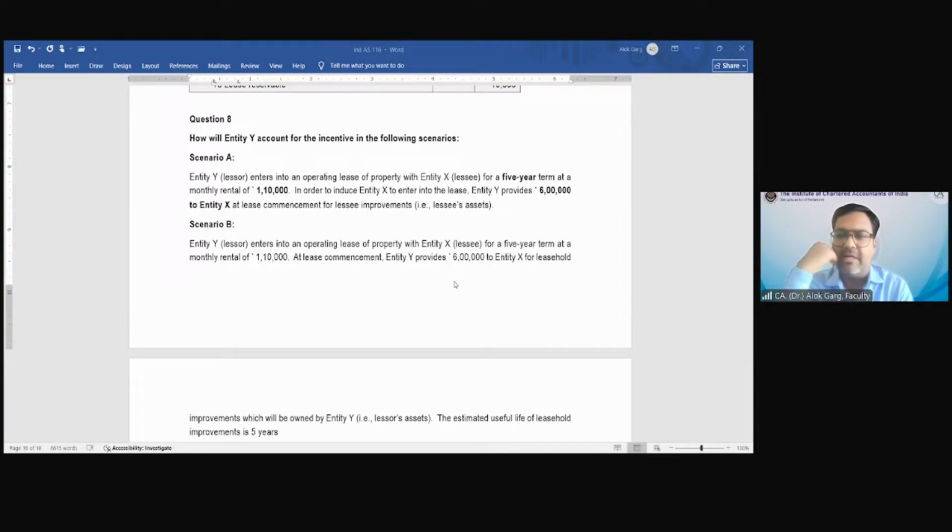What accounting will the lessor do? What will the lessee do? The lessee will deduct from the lease payments, because the lessee is recovering these payments. But what will the lessor do? The lessor is paying, and the lessor is paying for the lease improvement. And this property belongs to the lessor.